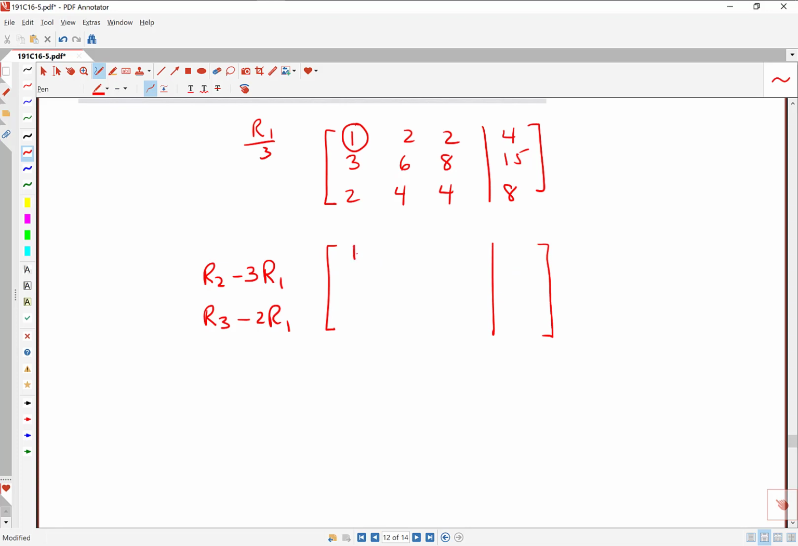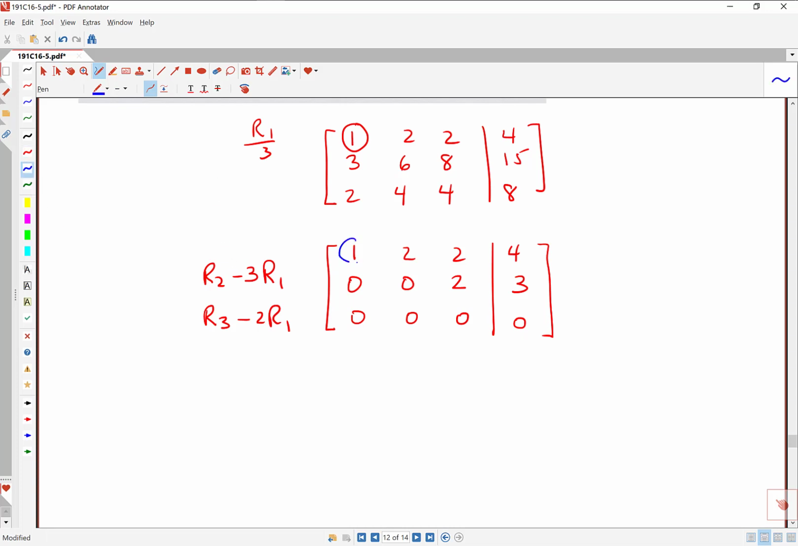So I think I will recopy the top row. So we've got that there. And then let's do row 2 minus 3 row 1. So 0, 0, 2, 3 is what we're getting there. And then for the bottom row, row 3 minus 2 row 1, 0, 0, 0, 0. So first column is entirely cleaned up now.